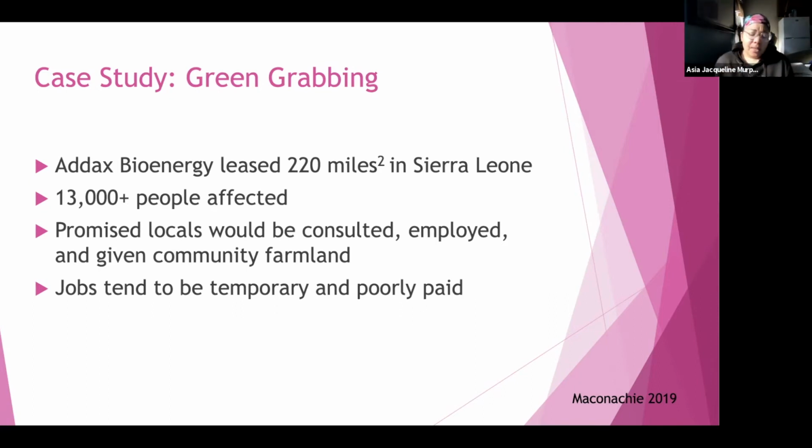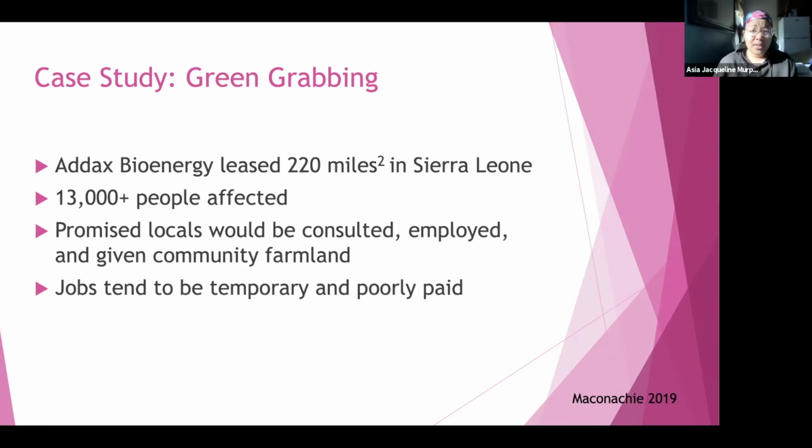And Addax promised, again, there would be infrastructure, there would be development, there would be jobs for locals. And in this way, they actually got the locals to agree, for the most part, to being pushed off of their agricultural lands, their farmlands, their family and communal farmlands, because they were hoping that this corporation would get them steady jobs that would pay more than farming.